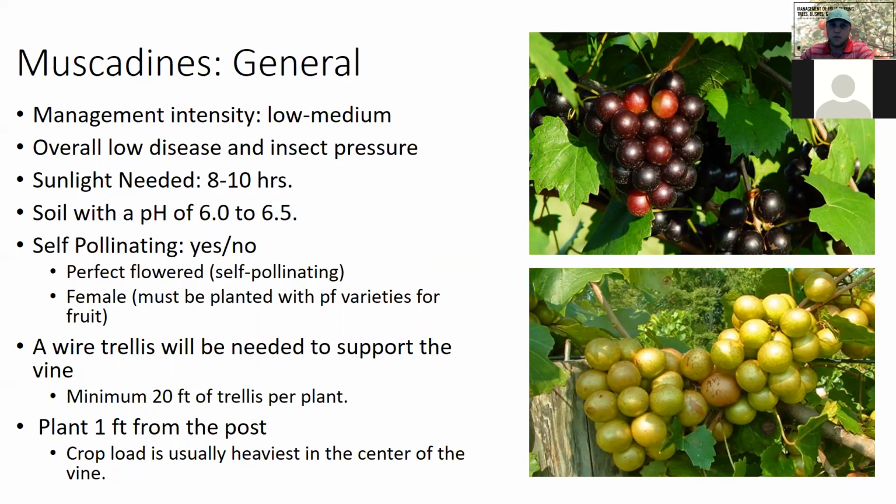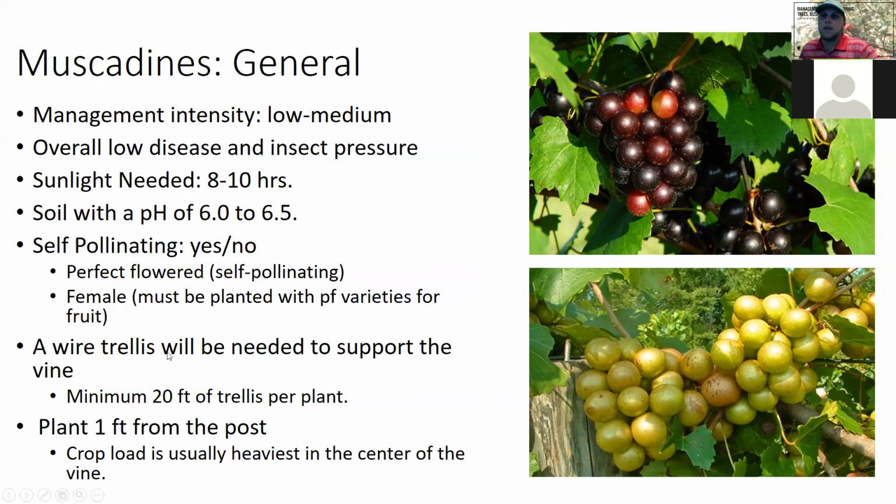Sunlight needed: definitely full sun, 8 to 10 hours. Soil with a pH of 6 to 6.5. Self-pollinating: yes and no, meaning some are perfect-flowered varieties, which self-pollinate and produce their own fruit. Then there are some varieties that are female, which must be planted with a perfect-flowering variety for fruit. That's important to know when you're searching for a variety to plant, or you just go by Home Depot or wherever, to know whether it's a perfect-flowered or just a female variety.